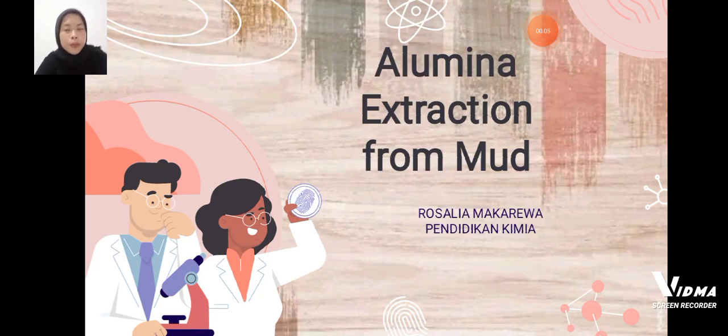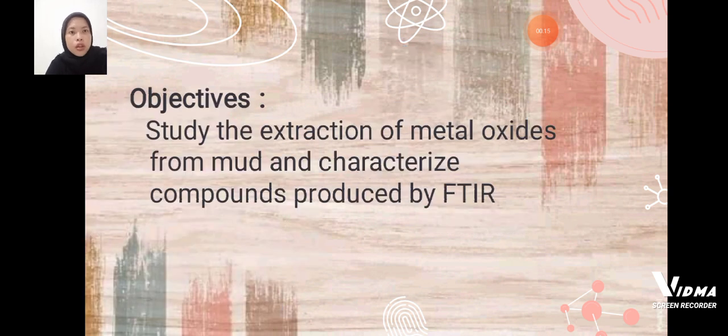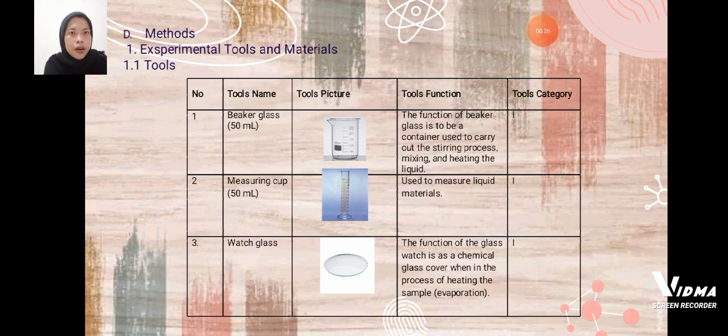My name is Rosalima Kalewa from Chemistry Education Class B. In this video, I am presenting a practicum in organic chemistry with the title Alumina Extraction from Red Mud. The objectives of the practicum are to study the extraction of metal oxide from red mud and the characteristics of the compound produced by FTIR.